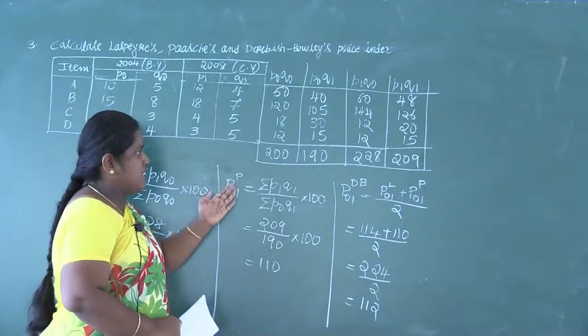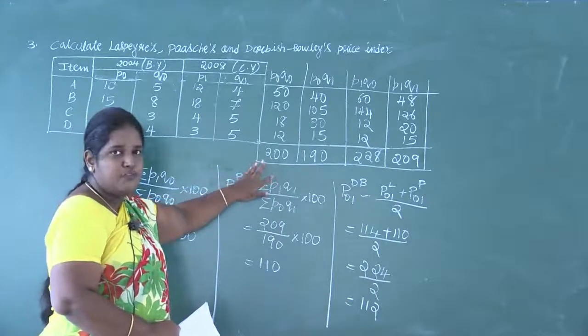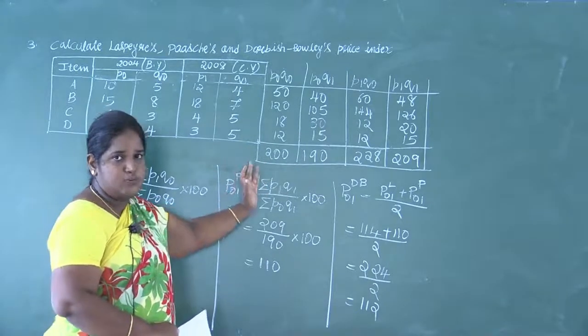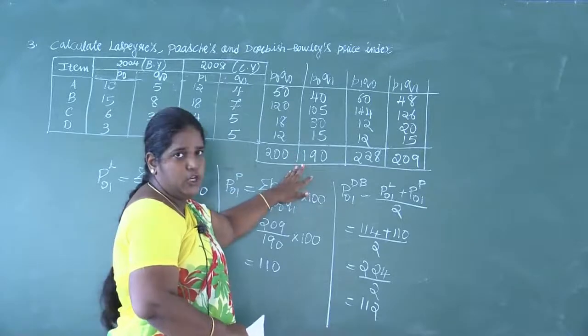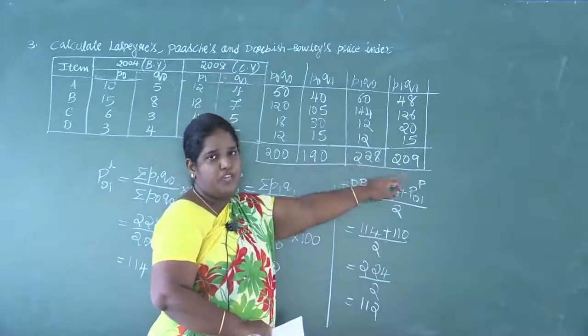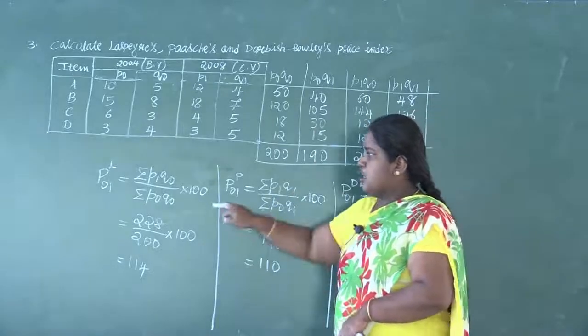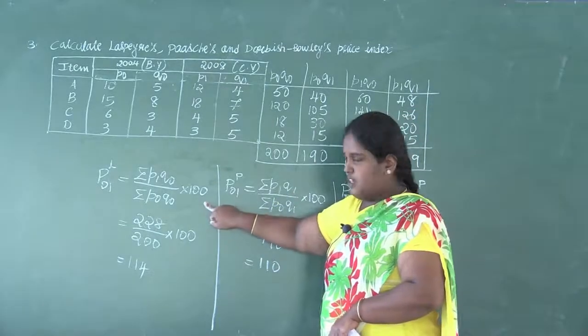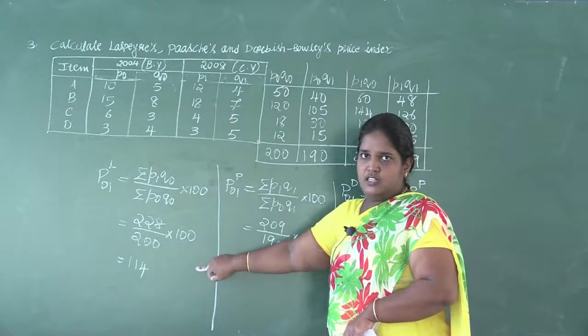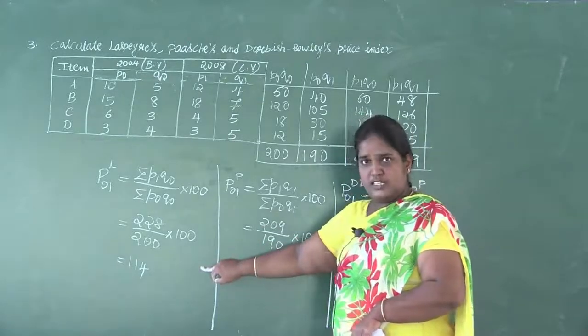So here the marks are divided as 4 marks for the total of each one, that is P0 Q0, P0 Q1, P1 Q0, P1 Q1. So if you find out the totals, we'll get 4 marks. Then 1 mark for the formula of Laspeyres, 1 mark for the answer. So 5 plus 1, 6.